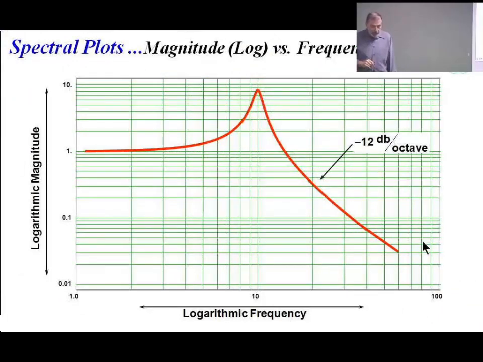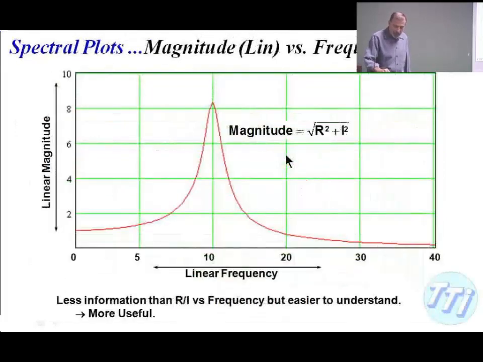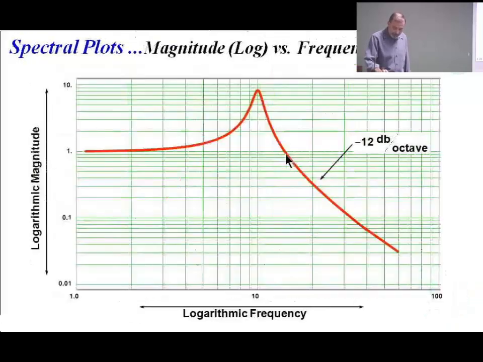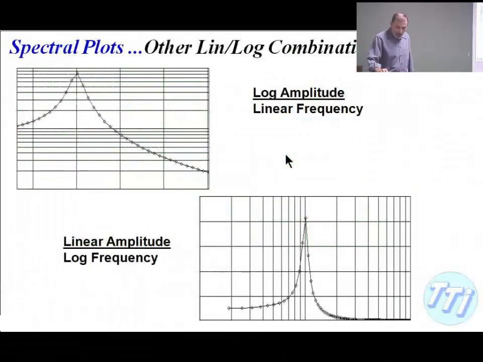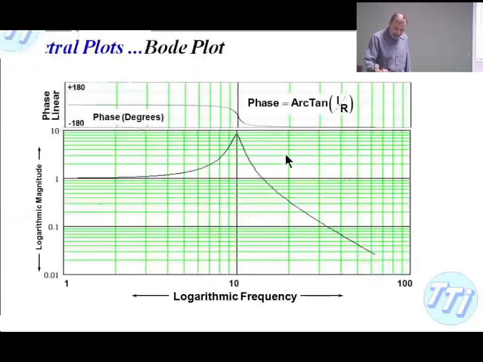What we see most of the time is log. And here it's really obvious that the response, the gain, is 1 at low frequency. The other important thing is that we see that in log space, it is rolling off as a straight line at 12 dB per octave. So in some ways, this is a better format to show the physics than this is. Other combinations look like this.